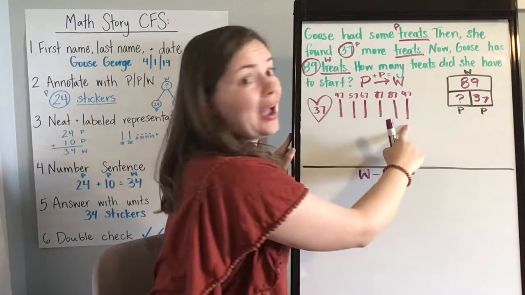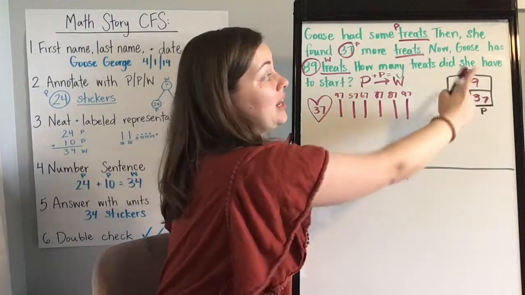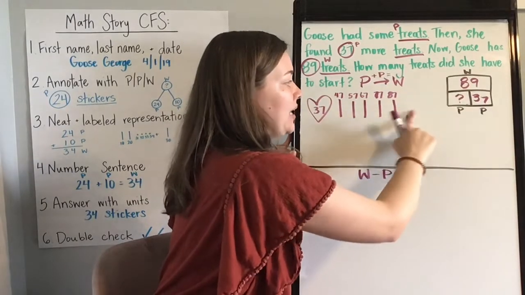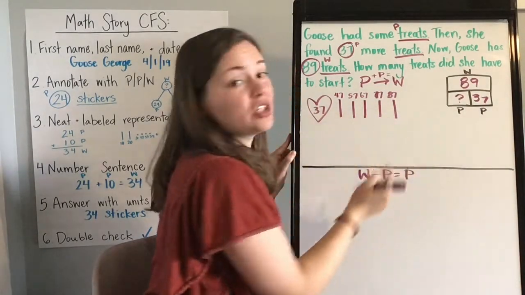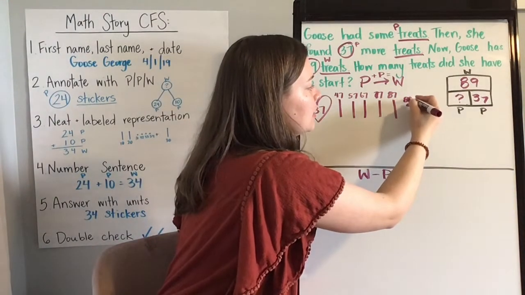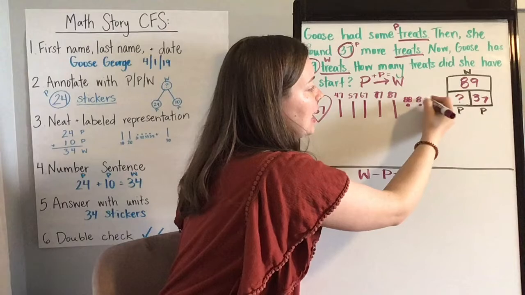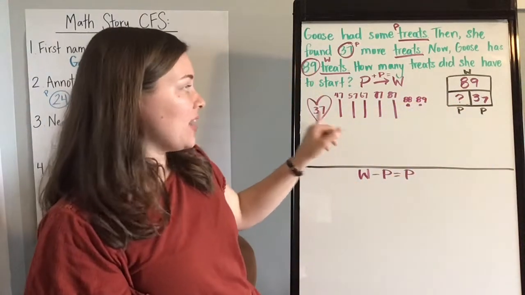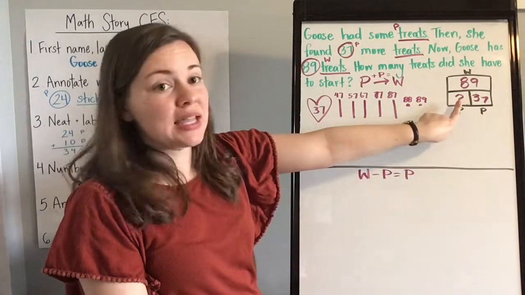97, wait, that was too far because I went to 97 and I needed to stop at 89. So I can't add another 10 stick. I'm going to have to switch to count by ones now. 88, 89. So now, whatever I added to 37 should be my missing part.